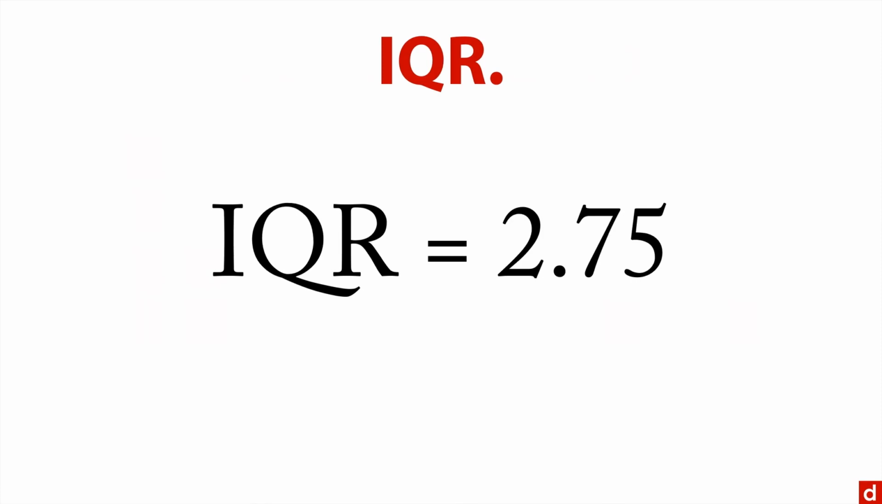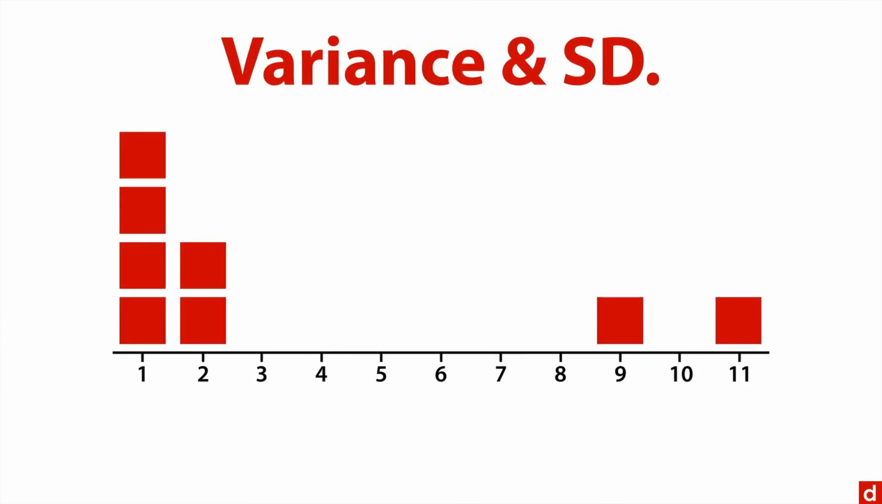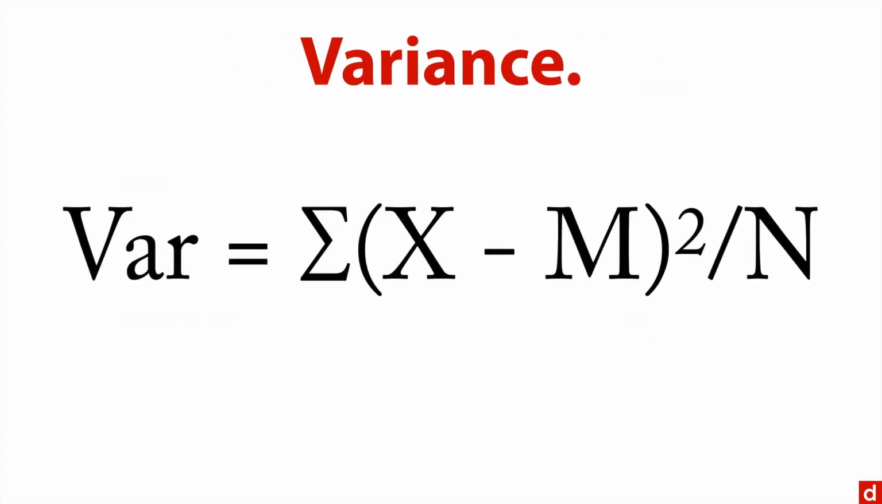Now, our final measure of spread, or variability, or dispersion, is two related measures, the variance and the standard deviation. These are a little harder to explain and a little harder to show. But the variance, which is at least the easiest formula, is this. The variance is equal to the sum, the capital sigma is the sum, of X minus M. That's how far each individual score is from the mean.